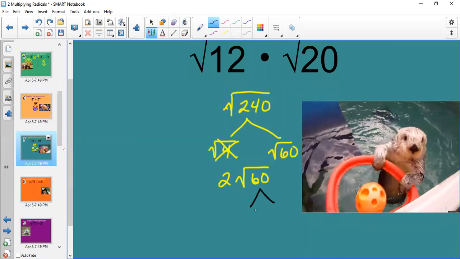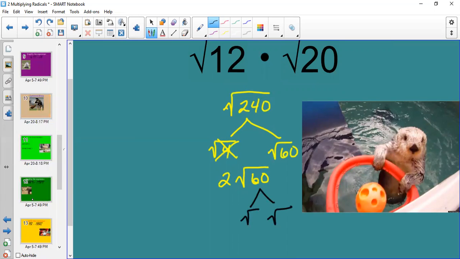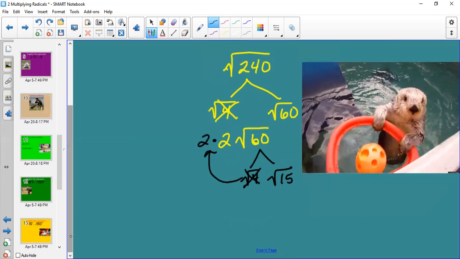I know the square root of 60 can also be divided by 4. That would be 4 times 15. So the square root of 4 is 2. So it's going to come out here and join my other 2. And when they're out there together, we multiply. So this would be 4 square root of, not 60, we split that up, square root of 15.